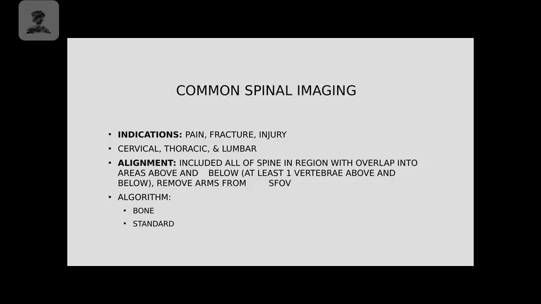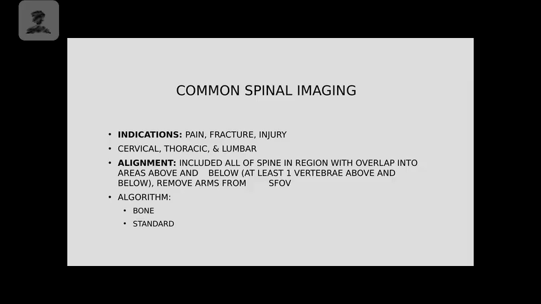The alignment is going to include all of the spine, the vertebrae within the region. But we also have to have overlap into the areas above and below. So we say one vertebrae above and one vertebrae below. So if I'm doing T spine, I would include C7 and I would include L1. So I'm getting one from above, one from below. If we're doing C spine, there's not a vertebrae above C spine, right? So I would say bottom of skull, and we're getting all the way down to T1.